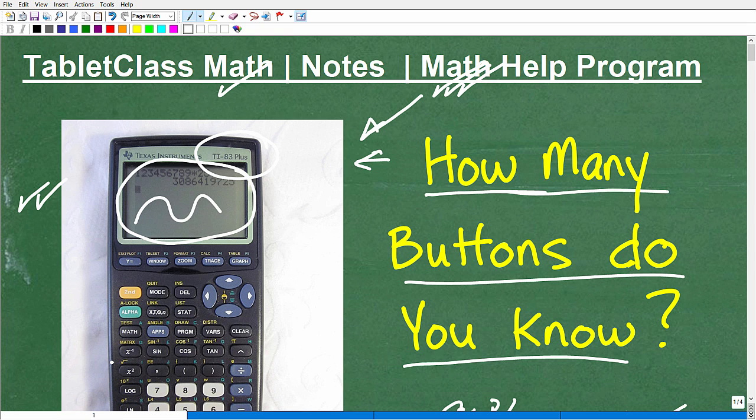Okay, so again, how many buttons you're going to need to know is directly proportional to the level of math you're taking. The more advanced math, you're going to definitely need to know more of these buttons. But we're going to just highlight some common ones here in this quick video.